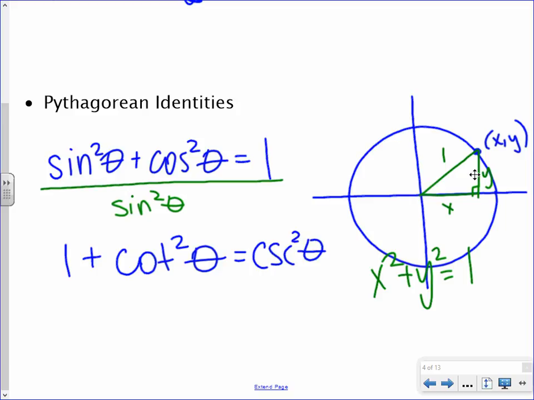This is the second Pythagorean identity. That's how we get it. You can either remember how we got it, or you can just remember it. 1 plus cotangent squared equals cosecant squared.